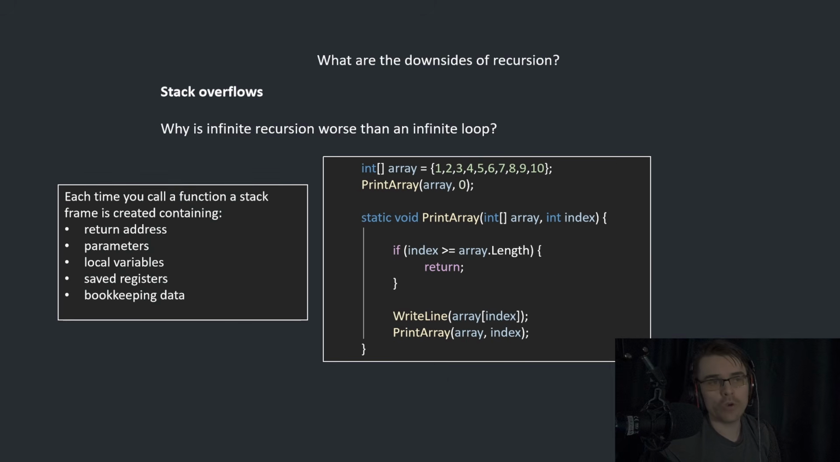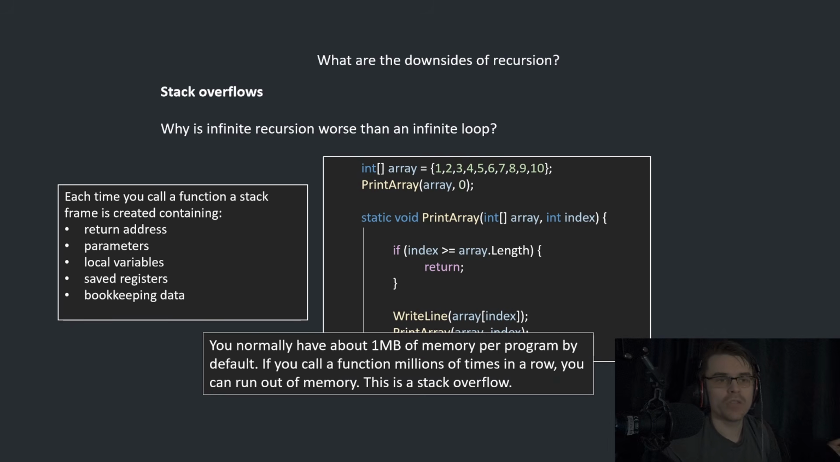Each time you call a function, a stack frame is created containing the return address, parameters, local variables, saved registers, and bookkeeping data. You normally have a 1 megabyte, depending on the operating system, of memory per program by default, unless you ask for more. If you call a function millions of times in a row, you can run out of memory. This is called a stack overflow.